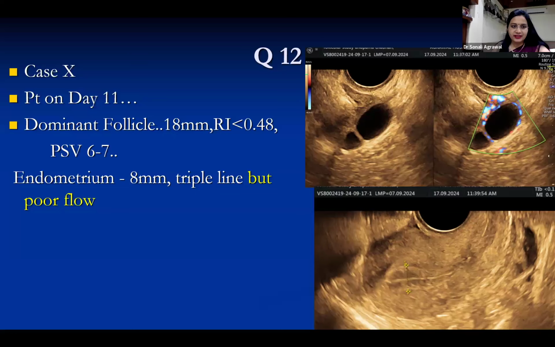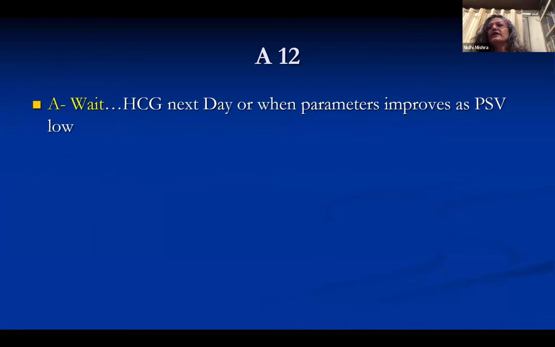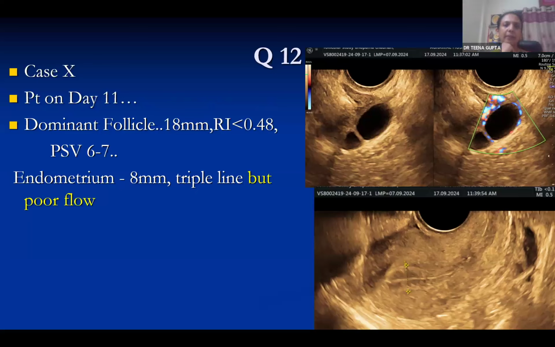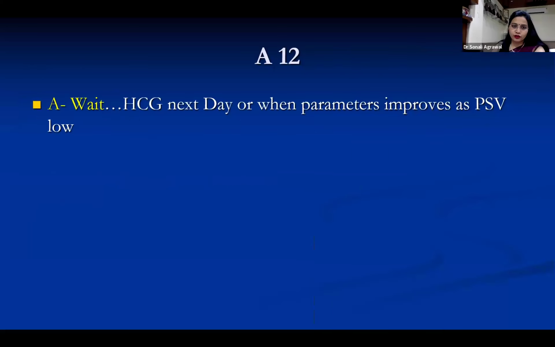So this is one case: patient on day 11, dominant follicle 18 mm, RI is less than 0.48 and PSV is around 6 to 7. Endometrium is 8 mm, triple line, but poor flow. So Dr. Ruby, would you like to give trigger in this patient? Ma'am, in this case, because flow is very poor, there is poor chance of implantation. So we will wait for 1 day. As the patient is 18 mm only, we can wait for 1 or 2 days, and then if these parameters are better, we can give a trigger.